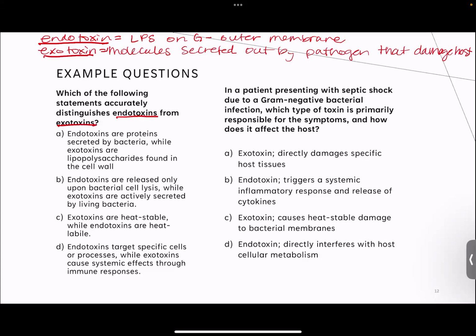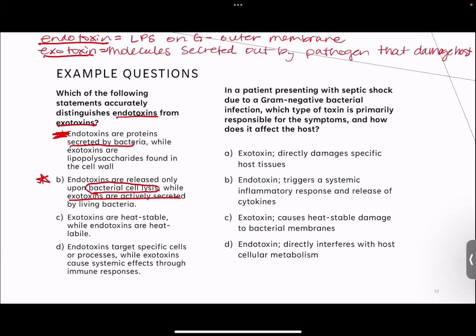So we're looking for it being part of a gram-negative versus being something secreted by a pathogen. Endotoxins are proteins secreted by bacteria? No. Endotoxins are part of the bacteria. Endotoxins are released only upon bacterial cell lysis. So this is suggesting an endotoxin is part of a bacteria that's only going to get released when the bacteria is broken apart. So this is along the lines of thinking. While exotoxins are actively secreted. So this is where I'm leaning, B so far.